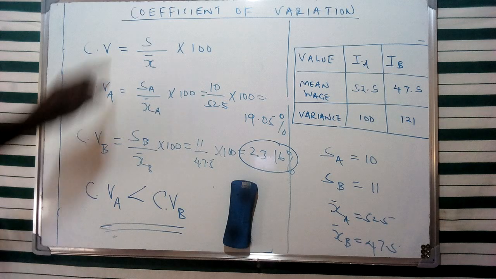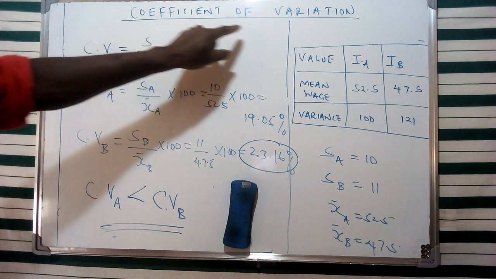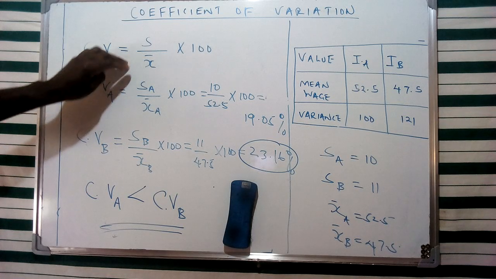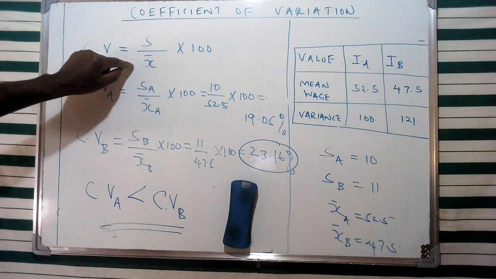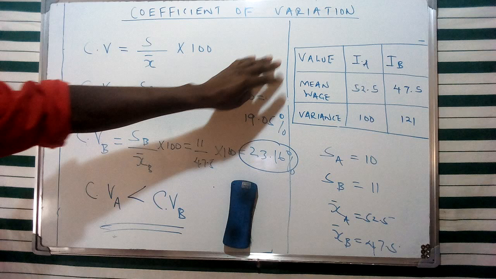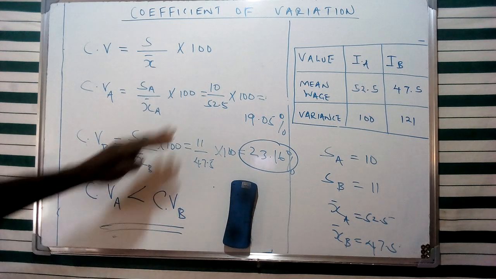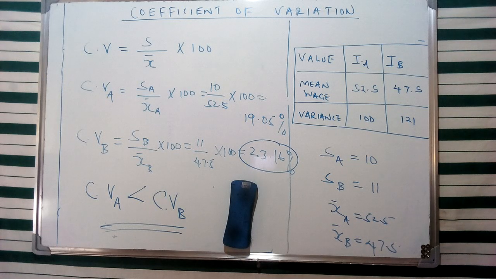I hope that we have understood the concept of the coefficient of variation, which in summary I've described as the ratio between the standard deviation and the mean expressed as a percentage. Given a set of data like this one, we're going to use the same procedure to find the coefficient of variation using the procedure which I've done. So I hope that that's okay.